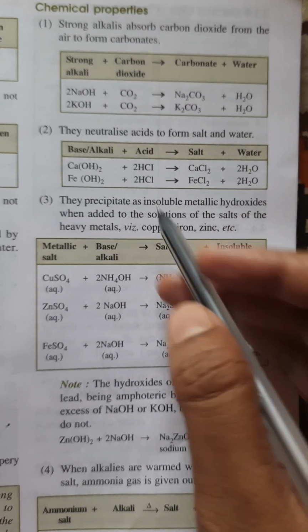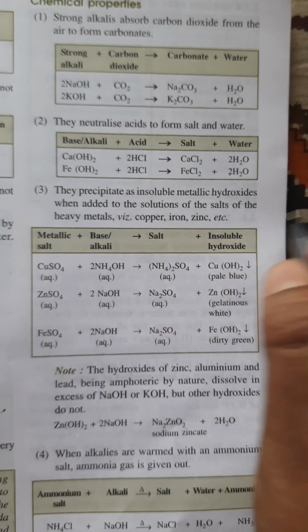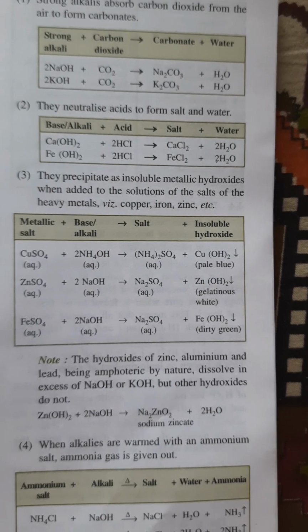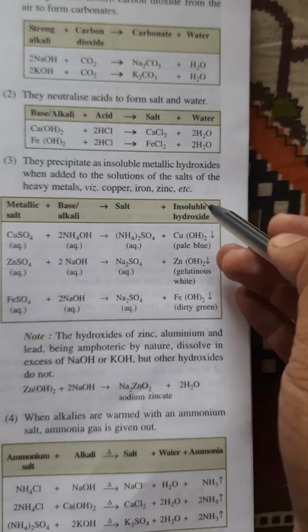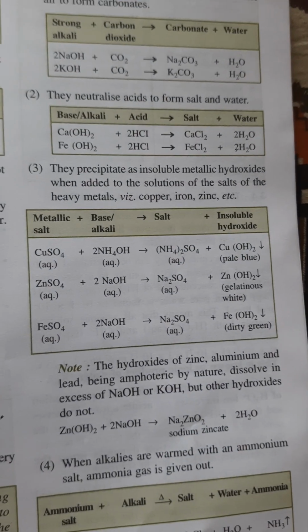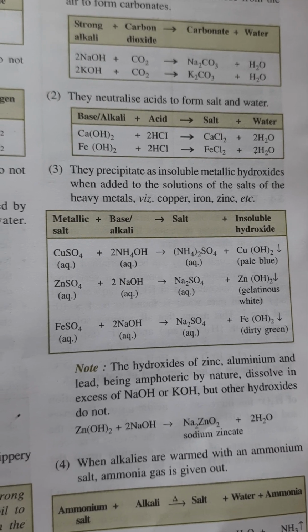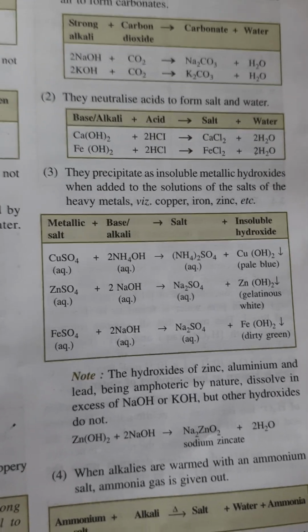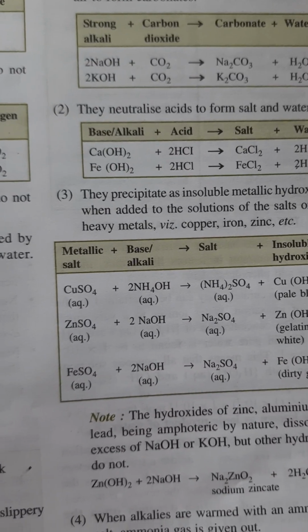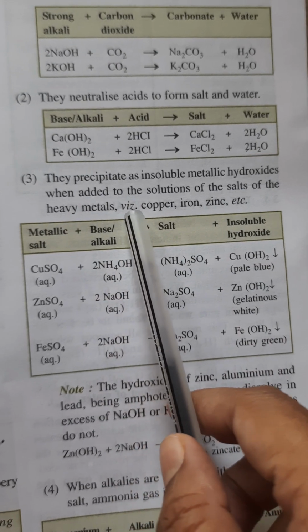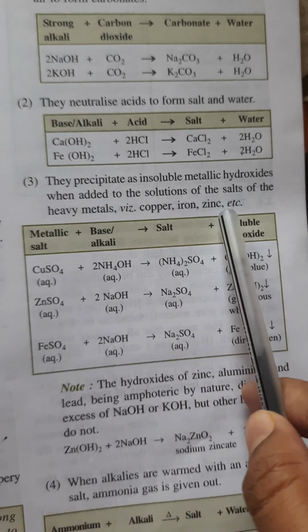Now see the third reaction. When a metallic salt reacts with a base or alkali, they will produce a salt and an insoluble hydroxide. This is very important. Insoluble hydroxide means we can see this hydroxide in precipitated form, and also a colored precipitated form. They precipitate as insoluble metallic hydroxides when added to the solutions of the salts of heavy metals such as copper, iron, zinc, etc.